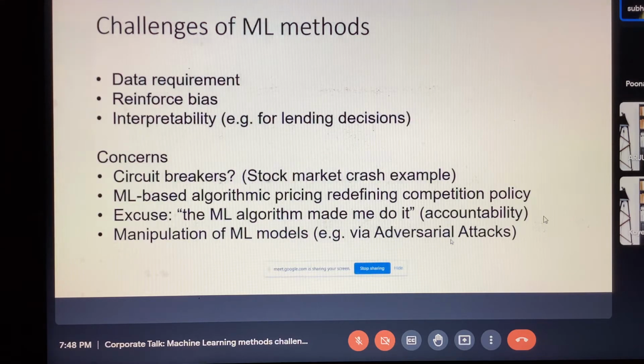Okay. Challenges of ML methods. Is the slide visible? Just a double check. Yes, it's visible. Great, thank you.